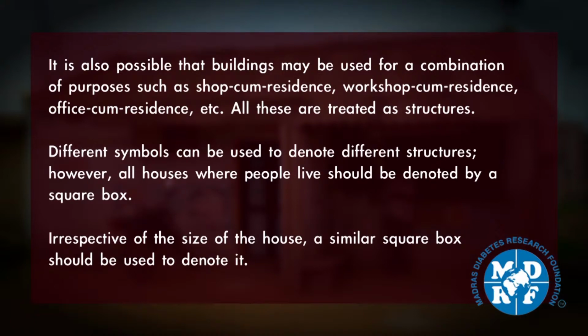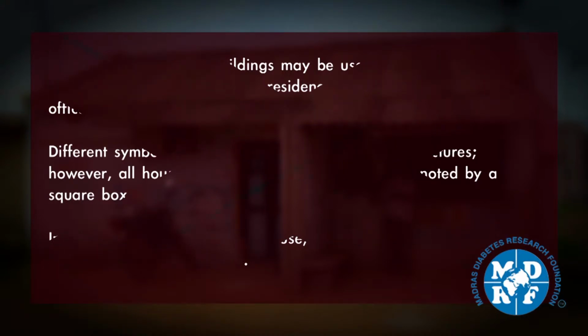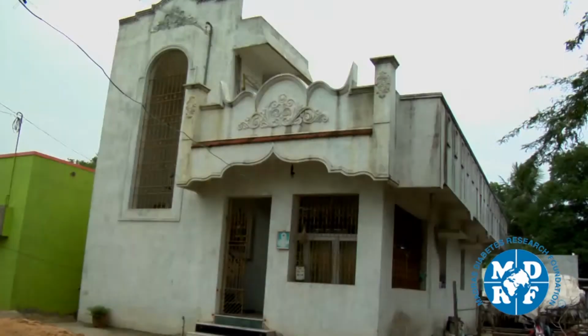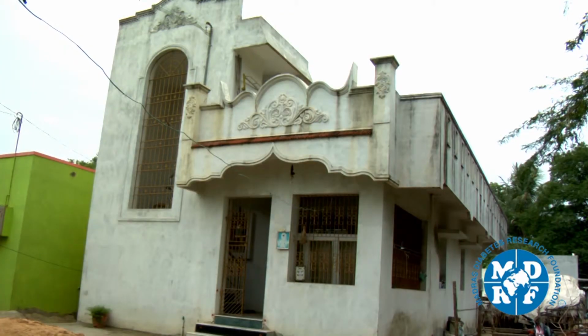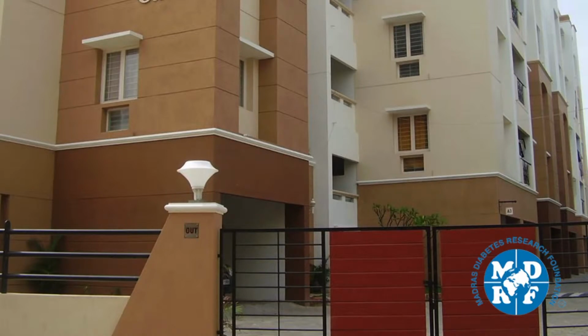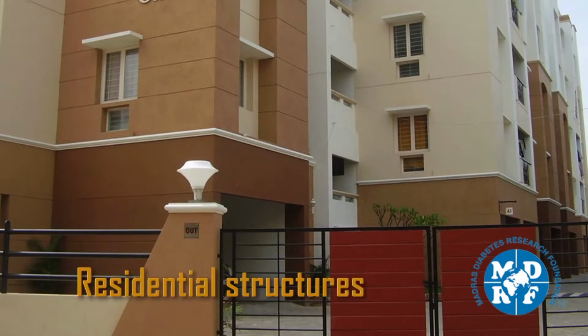However, all houses where people live should be denoted by a square box. Irrespective of the size of the house, a similar square box should be used to denote it. Structures where people live or reside, such as houses, apartments, or flats, are called residential structures.